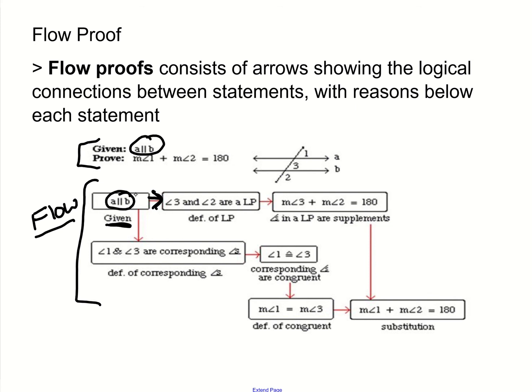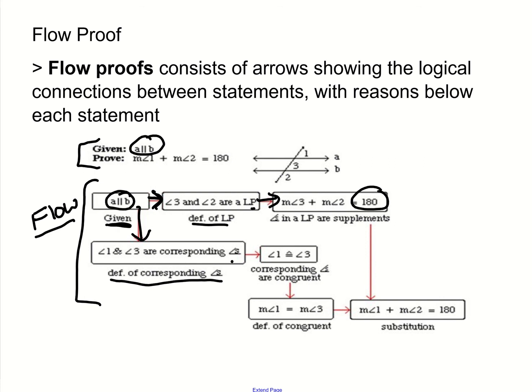Okay, so this is saying that if A is parallel to B, then angle 3 and angle 2 are a linear pair, and the reason is that that's a definition of a linear pair. And then from there you can go to the next step, which states that, well, because they're a linear pair, that means they add up to 180, and then so on. And then from this box, you also have another argument. Well, angle 1 and angle 3 are corresponding angles. And the reason is that they are corresponding angles according to the definition. And then so on. So basically the arrows dictate your logic.